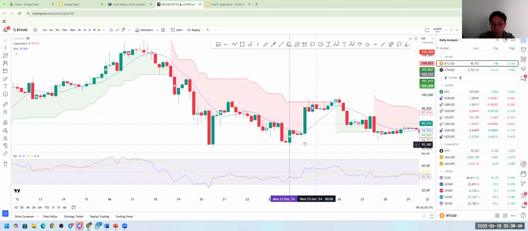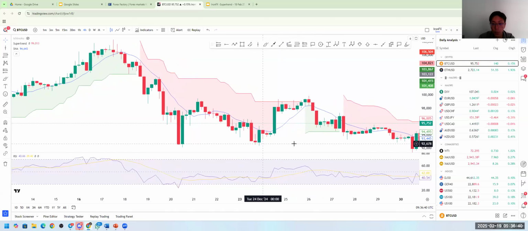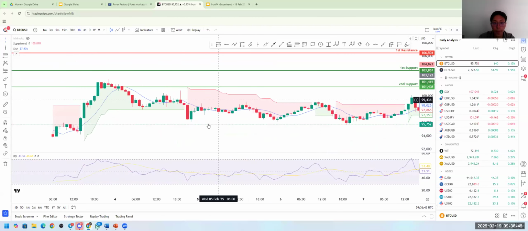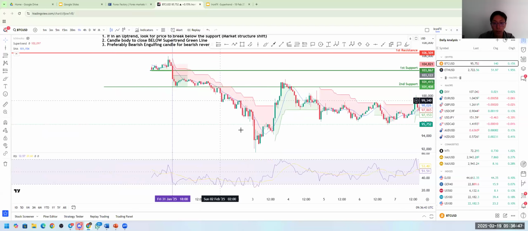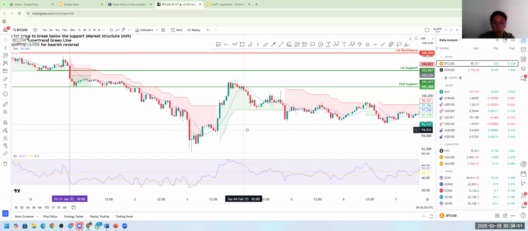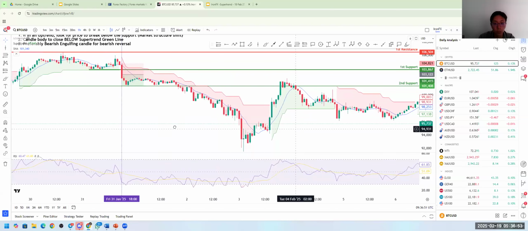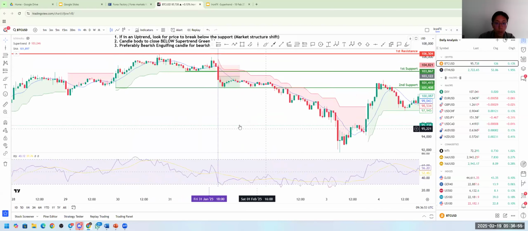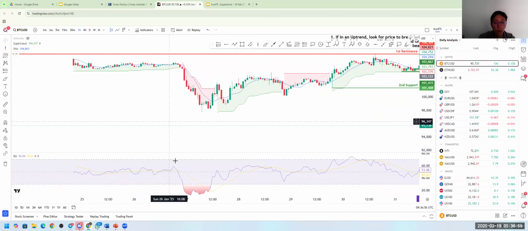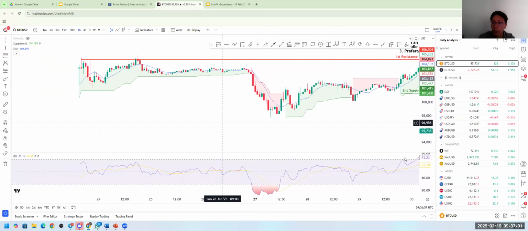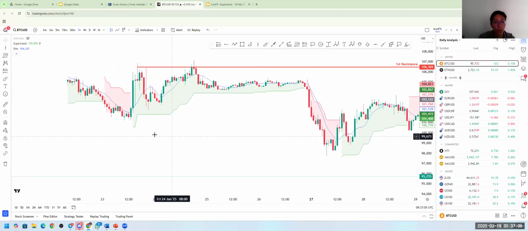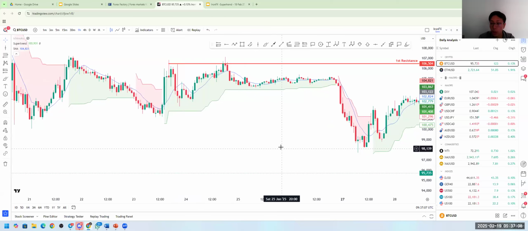So you see right here. Let me show you H1 better. Let me show you guys. Don't want to confuse you guys too much. We'll just use the simple moving average. Let's just use the simple moving average.